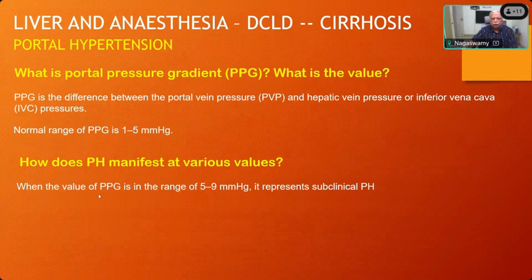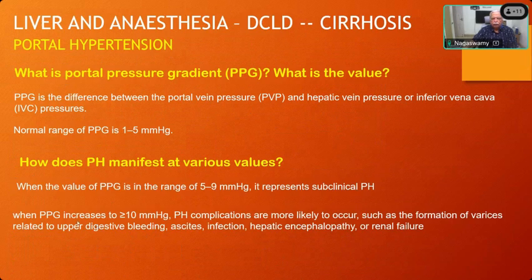When the value of portal pressure gradient is 5 to 9, it represents subclinical portal hypertension. And when the pressure increases to more than 10 millimeters, portal hypertension complications are more likely to occur, such as formation of varices related to upper digestive bleeding, ascites, infection, etc. So normally it should be less than 10.